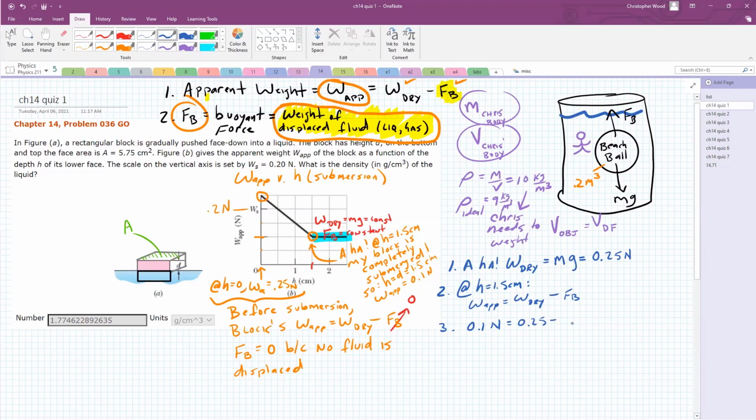And here's how I'm going to write the buoyant force. Ready? It's going to be the mass of the displaced fluid times g, because of Archimedes' principle. Archimedes' principle says the buoyant force equals the weight of the displaced fluid, and you know that weight equals mg. But now we do something new, another little nuance. 0.1 newtons equals 0.25 newtons minus rho of the displaced fluid, V of the displaced fluid, times g.